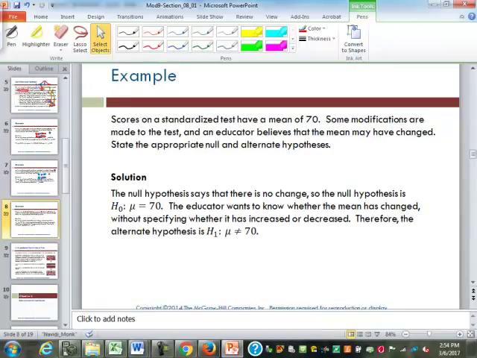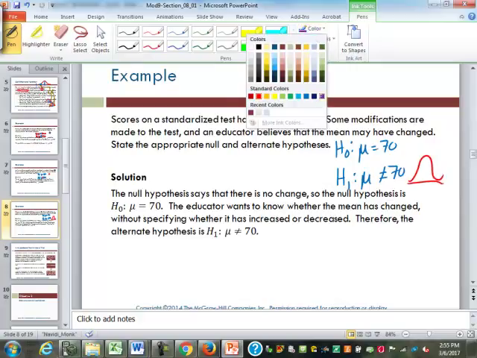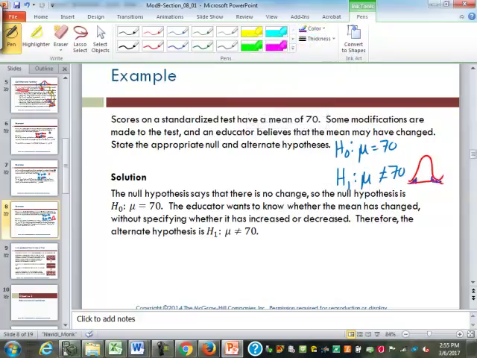Scores on a standardized test have a mean of 70. Some modifications are made to the test, and an educator believes that the mean may have changed. So now they're not saying it increased or decreased. They're just saying it may have changed. The null hypothesis, again, is that nothing has changed. The mean is still equal to 70. Our alternative, then, is the educator's belief that the mean is not equal to 70 anymore. That's changed. So this is a two-tailed test. We're going to reject if we get sample results that are either too small or too large.